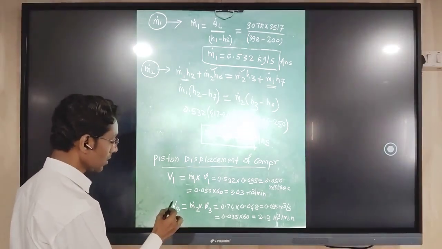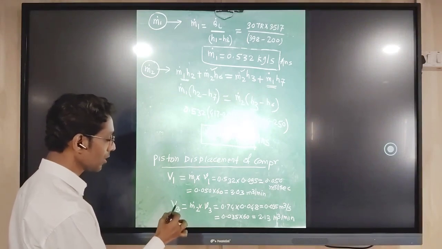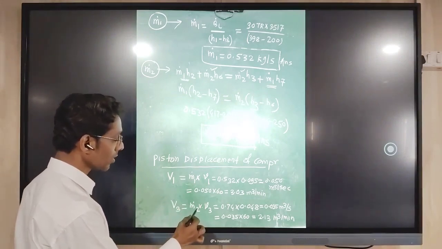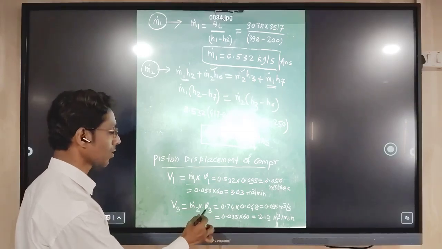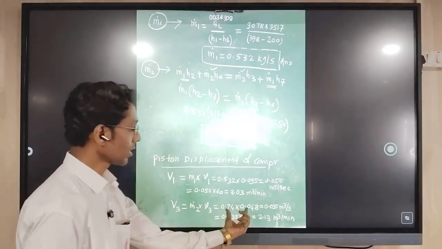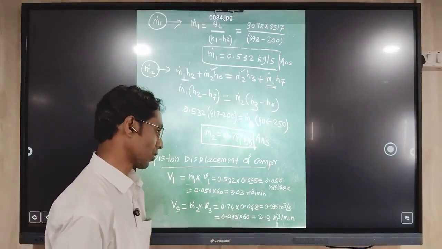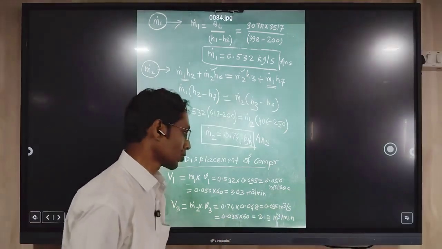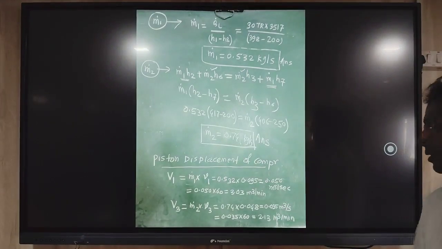Similarly, V3 dot, because this is a volume flow rate, is equal to M2 dot, the mass flow rate of the second compressor, times the specific volume of the second compressor, V3. So we put in these two values, do the calculation, and find the piston displacement of the compressors.